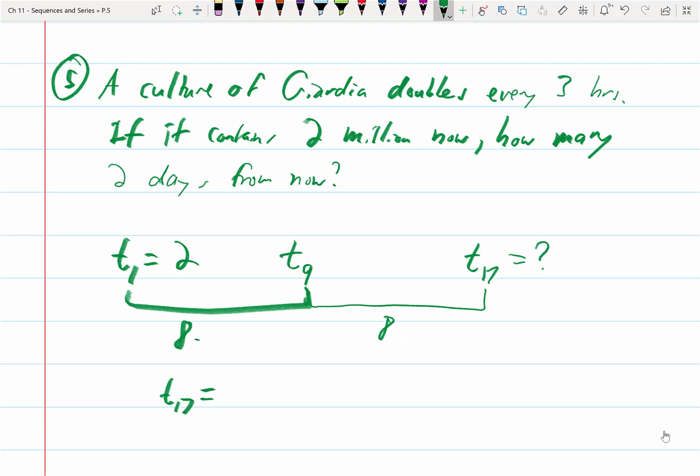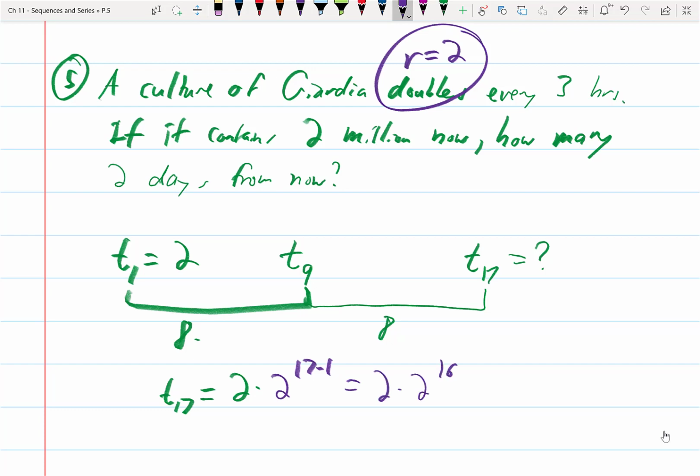T sub 17 is equal to T sub 1 times R to the 17 minus 1. So what is R here? R is 2 because it says it doubles. Starting with 2 million, this is 2 times 2 to the 16th. Well, what is 2 times 2 to the 16th? 2 to the 17th.